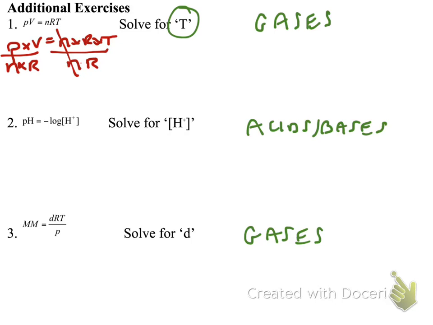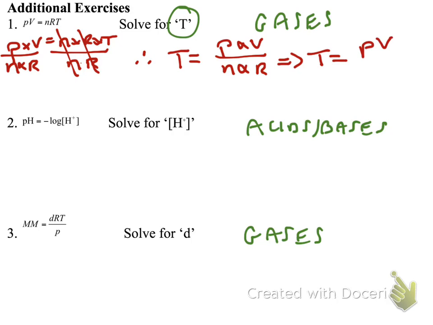And the N and the R's are going to cancel out, and I'm left with T equals P times V over N times R. And again, these units you don't need to put them, and I'm not going to put them. So we could say again, T equals PV over NR, and you have your temperature value.